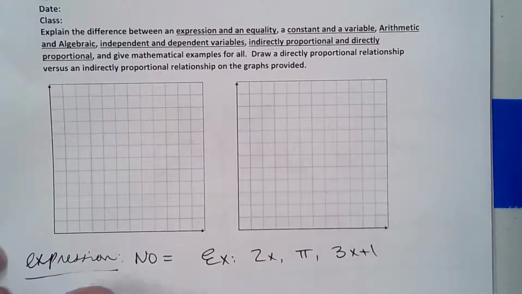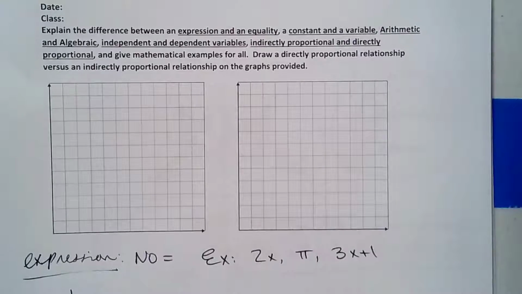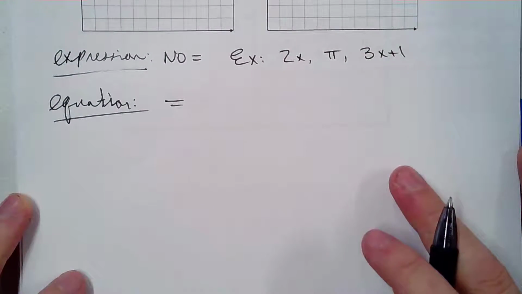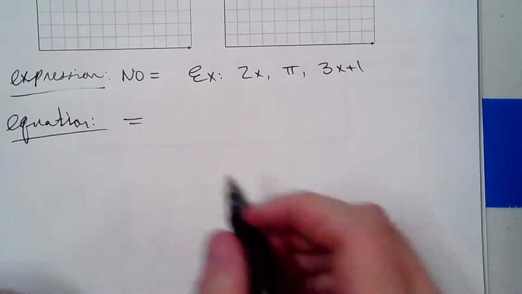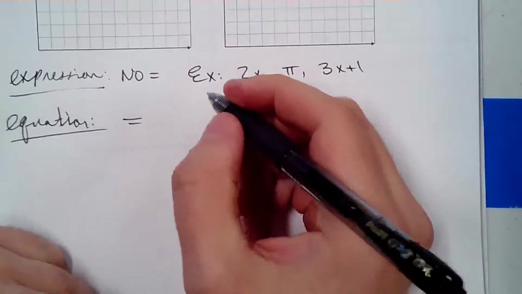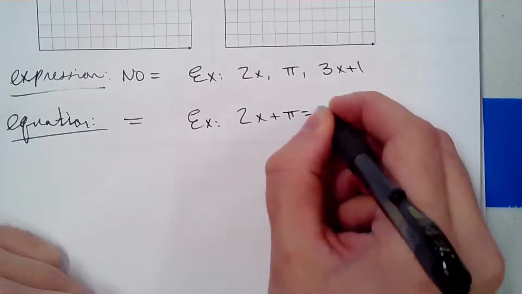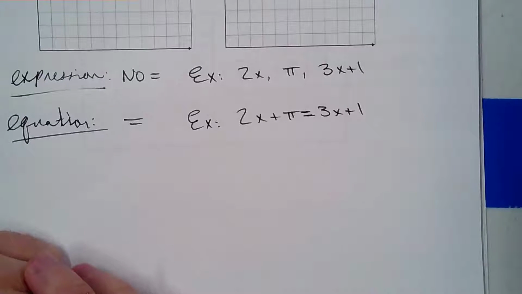Equations demand that we have a definitive answer, right? So they have an equal sign. It's not equation, it's equality. Either way, they're both the same. An equation has an equal sign, and an equality has an equal sign as well. An example of that would be 2x plus pi equals 3x plus 1. See how I did that? That's an equation.